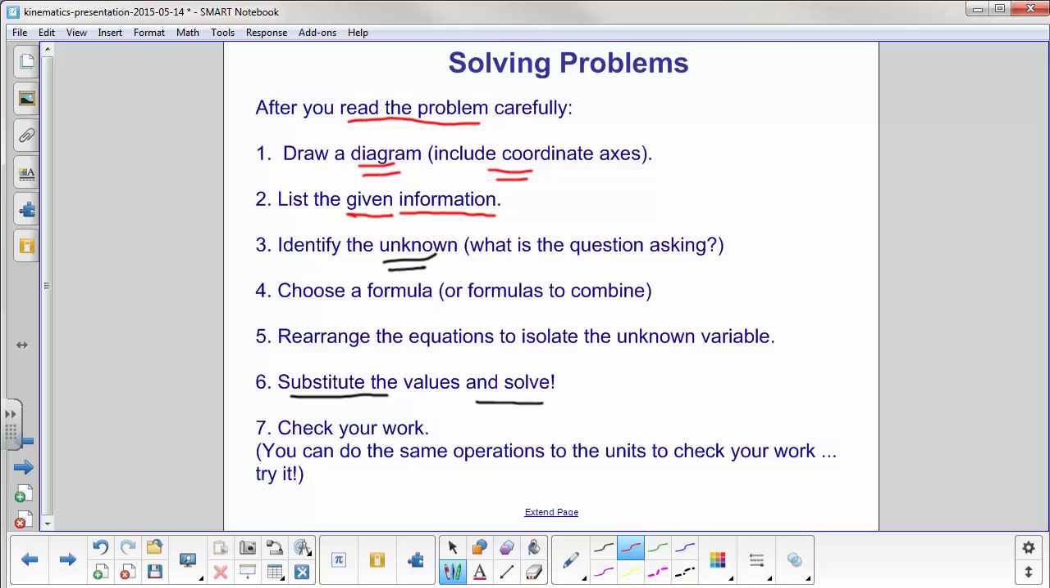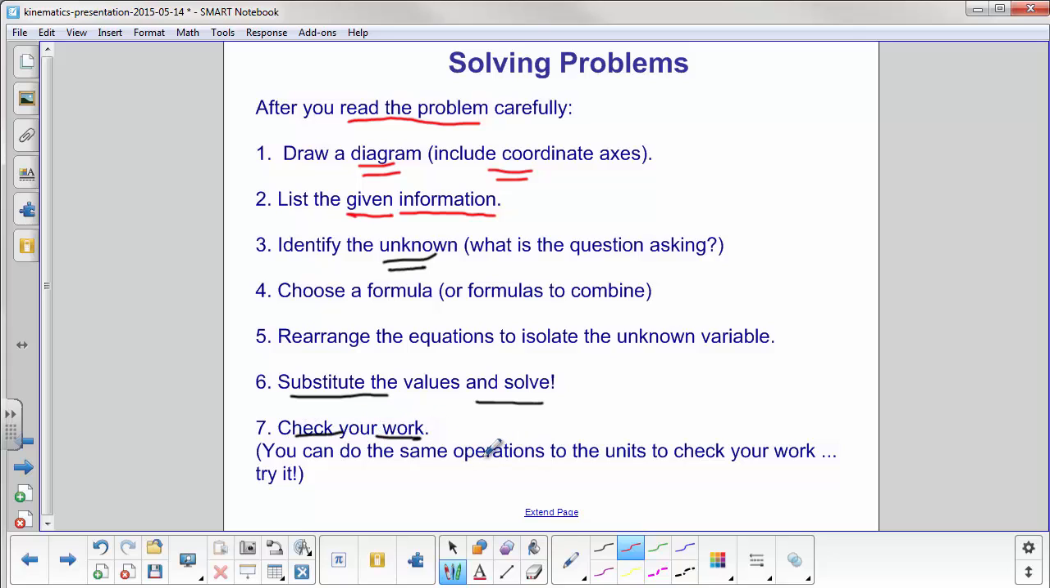Most physics teachers, if you get to that step and you've done everything right except for number 6 here, you'll get 9/10 of the credit. You showed that you could do the physics, you understood what was going on, you just made a math error at the end. And of course, check your work.